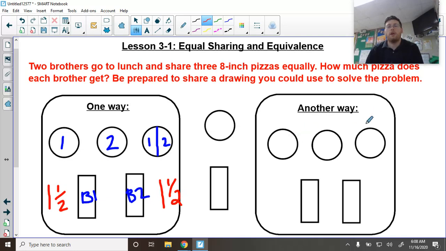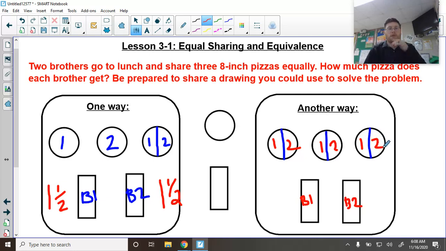Now, another way that we could do this is we could actually break each one of these up into halves because there's 2 brothers. So break that one up, and break this one up. So now brother 1 and brother 2, let's see how many they get. So let's do brother 1, brother 2, brother 1, brother 2, brother 1, brother 2.